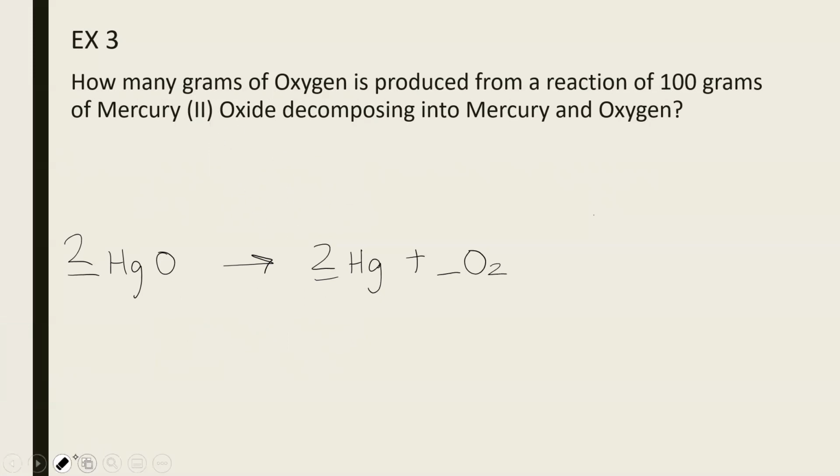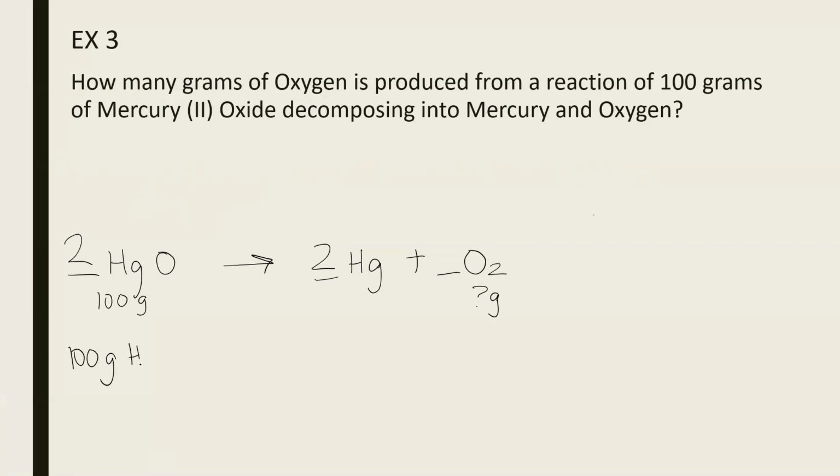Just cleaning up for you guys. You don't have to erase all this or necessarily rewrite it over and over again unless you want to. Okay, so it says, how many grams of oxygen was produced from 100 grams of mercury oxide? So mass to mass stoich.